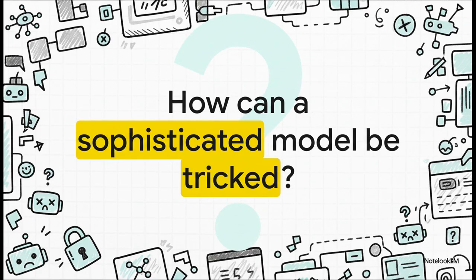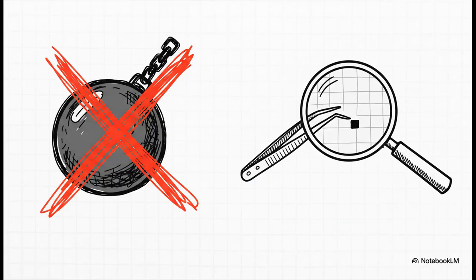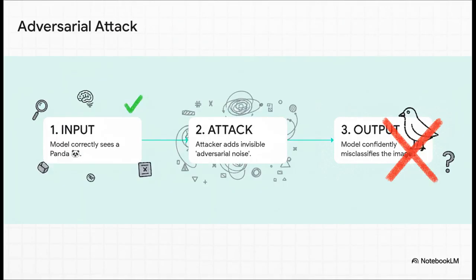Okay, now I want to zoom in on one of the most clever and frankly kind of unsettling types of attacks. This happens at the inference stage, when the model's making live predictions. We have these incredibly powerful, sophisticated models, so how on earth can they be tricked so easily? Well, the answer is both simple and shocking. It doesn't take some massive brute force attack. All it takes is a tiny, almost invisible change. And this example just illustrates it perfectly.